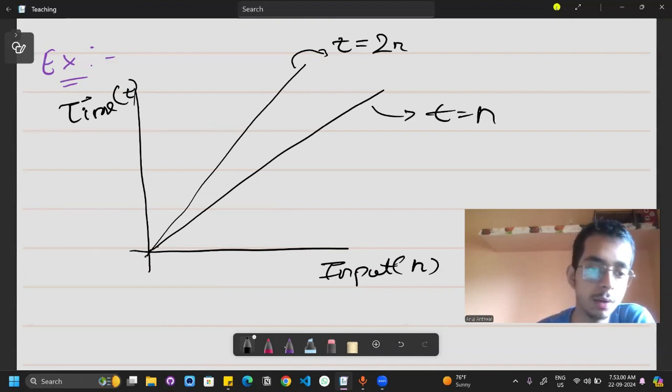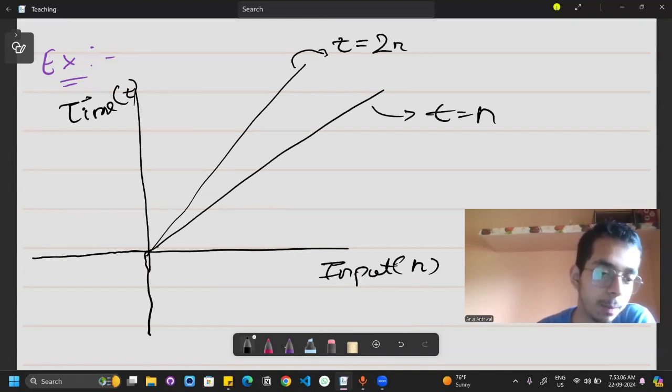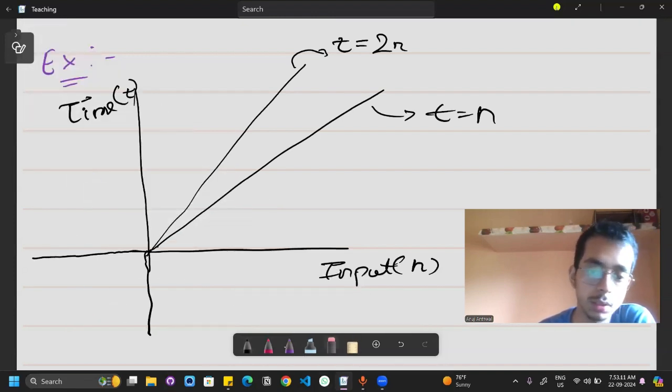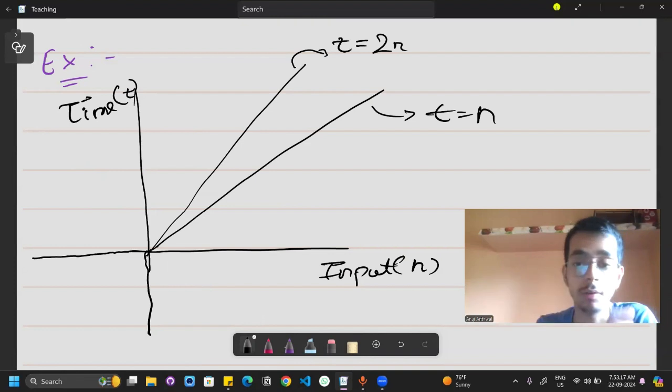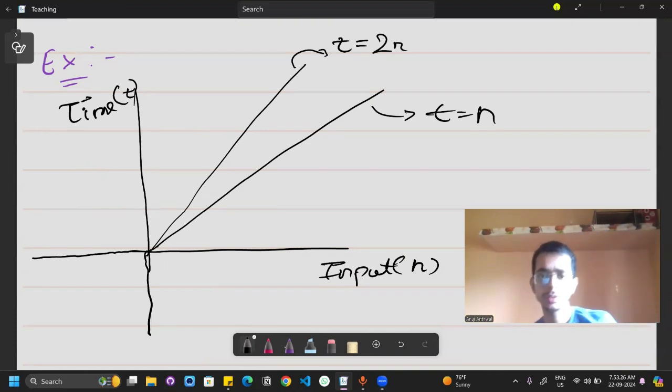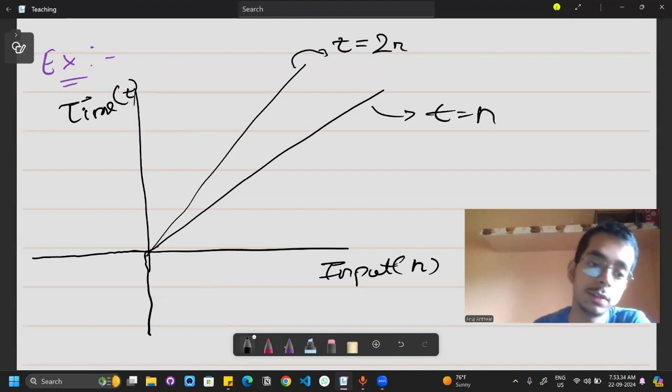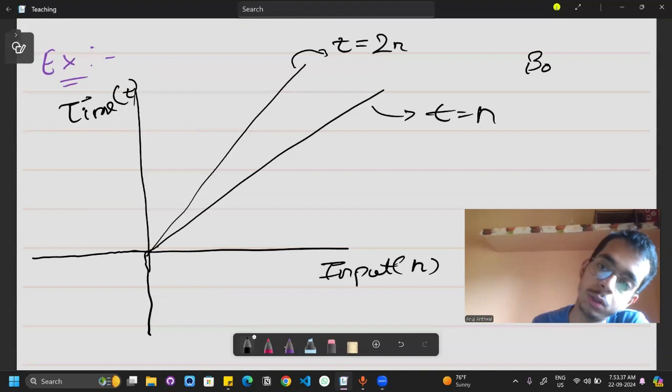Now you know that inputs will not be negative, so nothing will appear here or here. So you are going to consider the right of the time axis. Now, next, can you see a similarity here? Yes, there is a similarity: both graphs are linear. Both are linear.